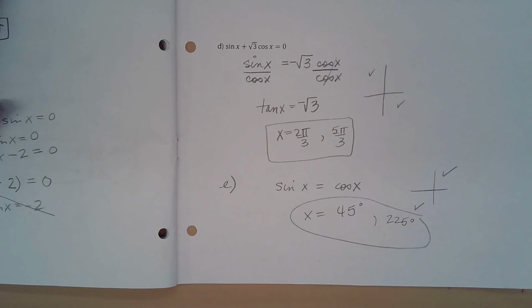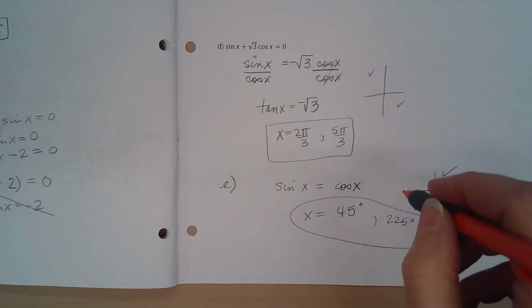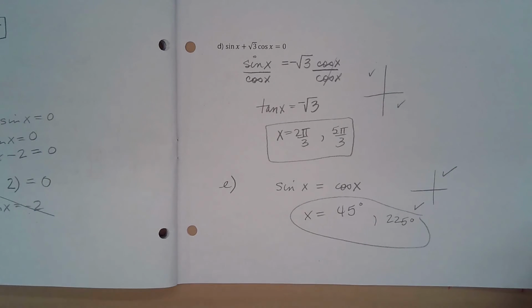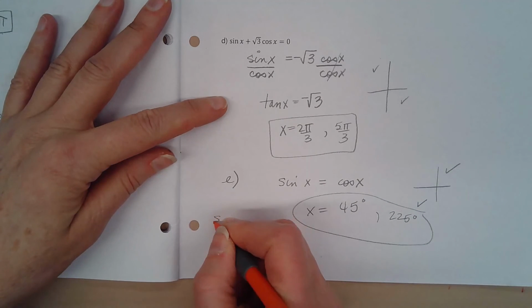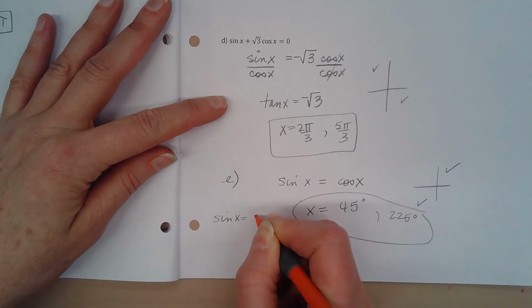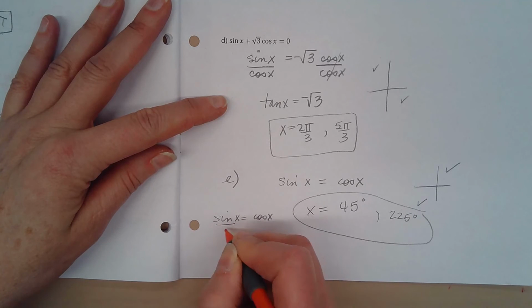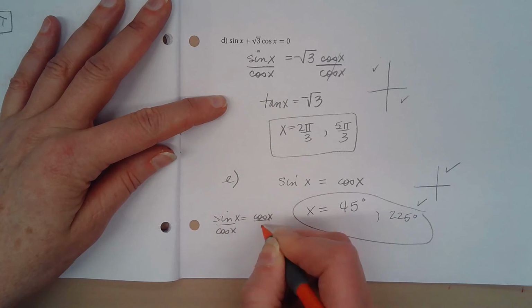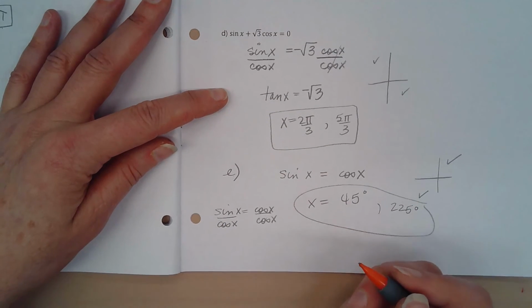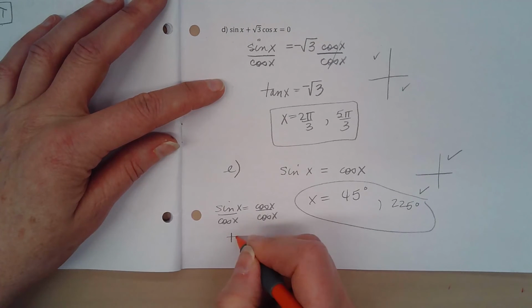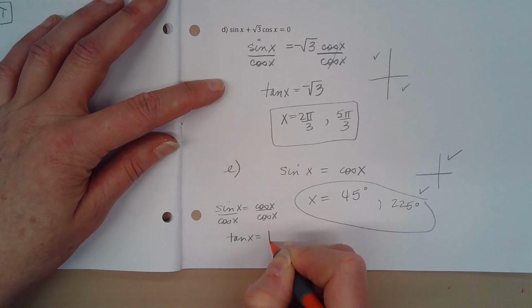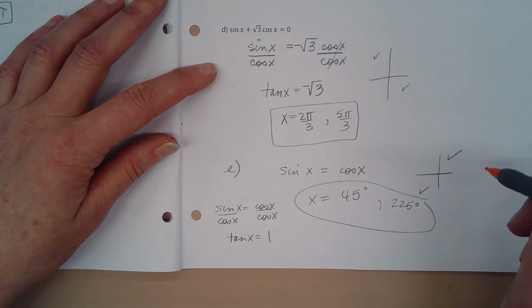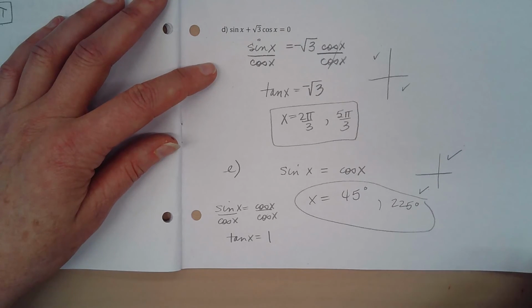If I said sine x equals minus cos x, it would be here and here, right? You could do the same process for sure, and you would get the same answers. So let's see. Say, let me divide by cos x. And here's where your 1 comes into it, Adam. So then that means tan x equals 1. Okay, well, where does that happen? At 45 and 225. Right?